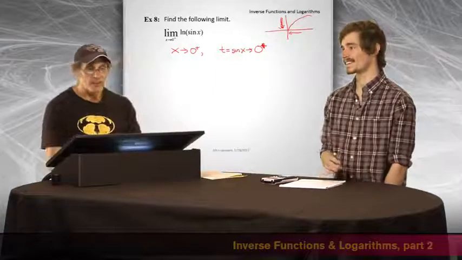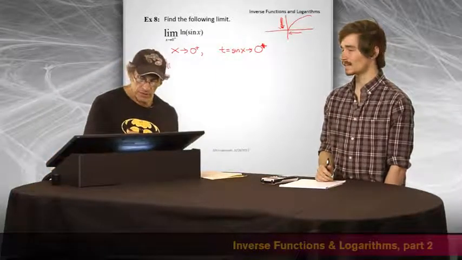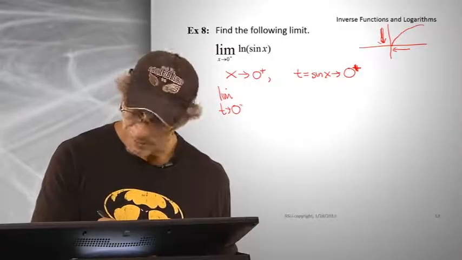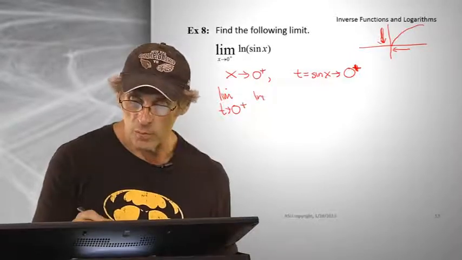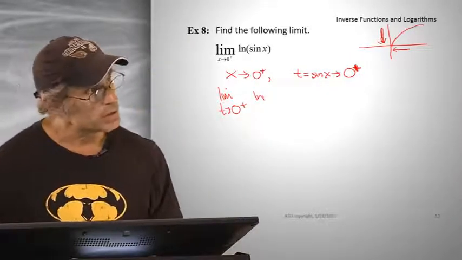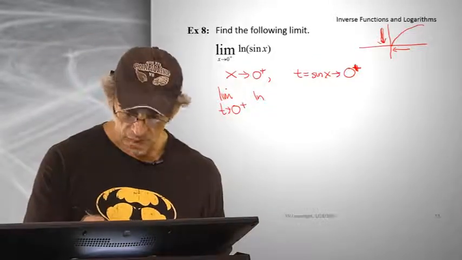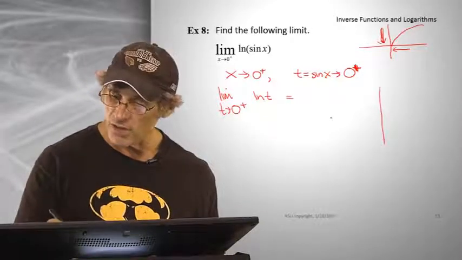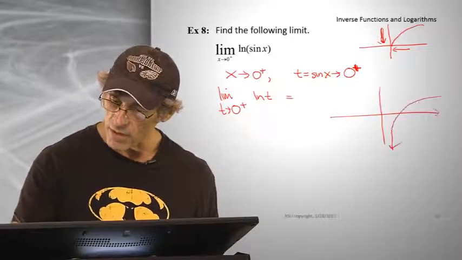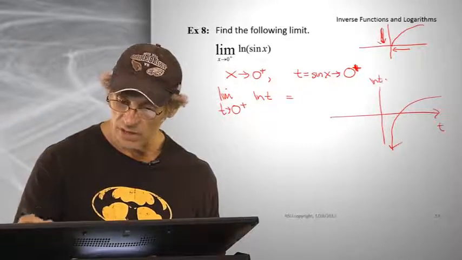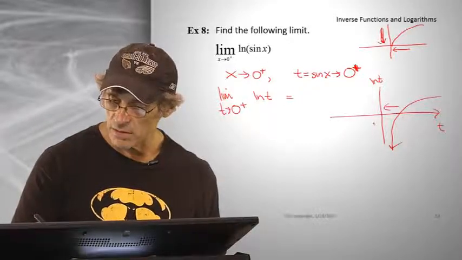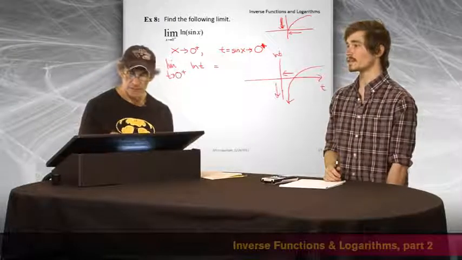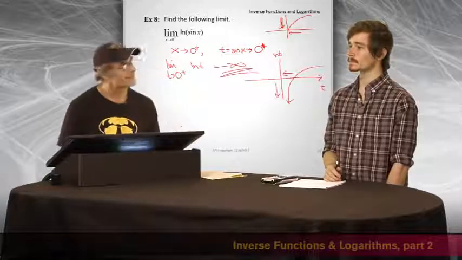So that means that now I'll rewrite my limit as the limit as t approaches 0 from the right of the natural log of what I used to call sine of x, and now I call t. We have the natural log of t. So this question should sound a little bit familiar. Imagine the natural log graph. Here's t. Here's ln of t. As you approach 0 from the right, what is that limit going to be for the natural log of t? Negative infinity. Excellent job. Thank you.